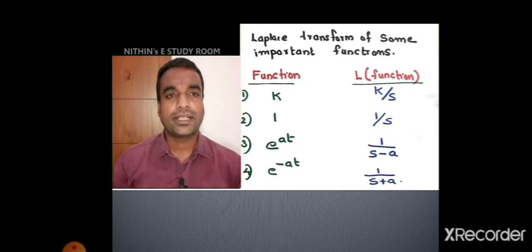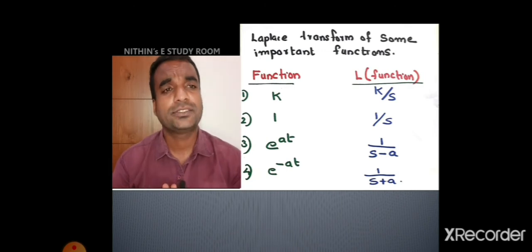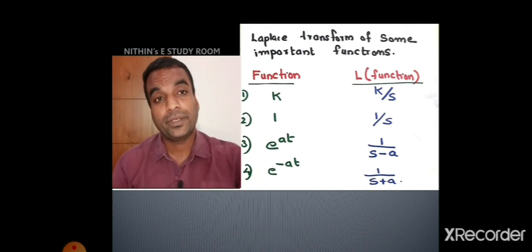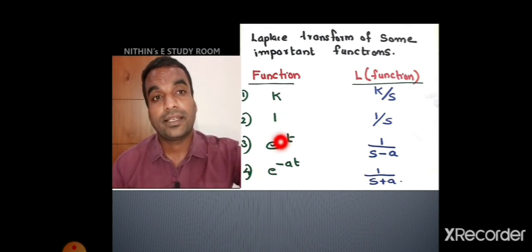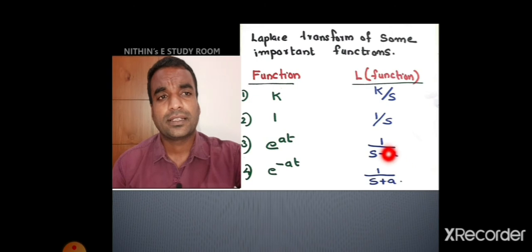So third one, e raised to at. E raised to at is 1 by s minus a. You should be very careful that for e raised to at, if here it is plus, here it will be minus. 1 by s minus a.